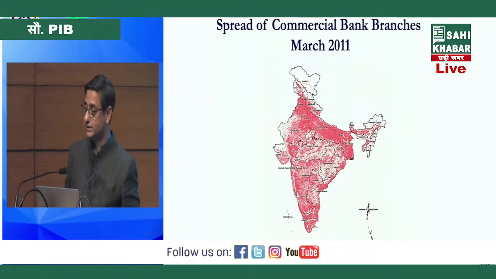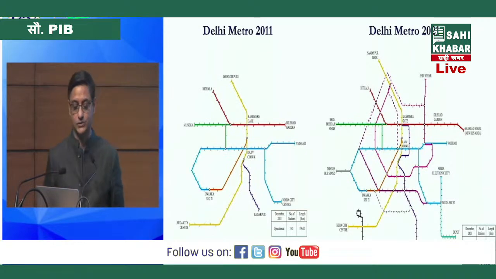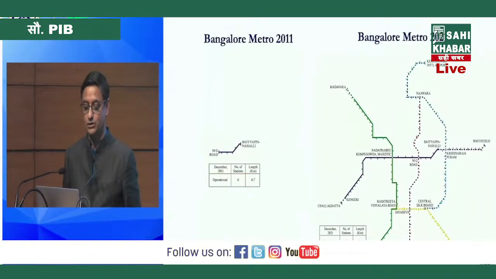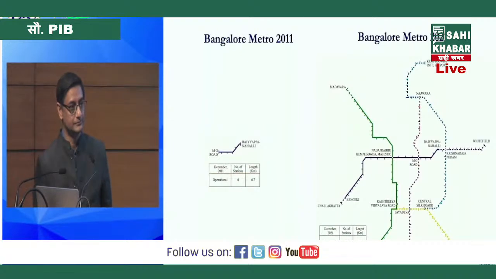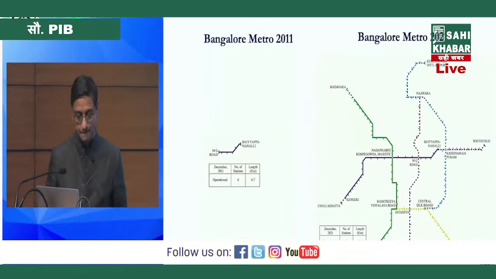There are other ways of using geospatial representation. Just to give you an example, this is Delhi Metro in 2011 and 2021. You can see the big change that happened, just as a comparison. It's even more dramatic when you look at Bangalore Metro. And the dotted lines, by the way, are the ones that are still under construction.